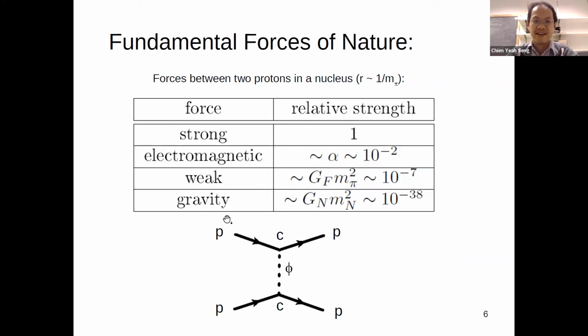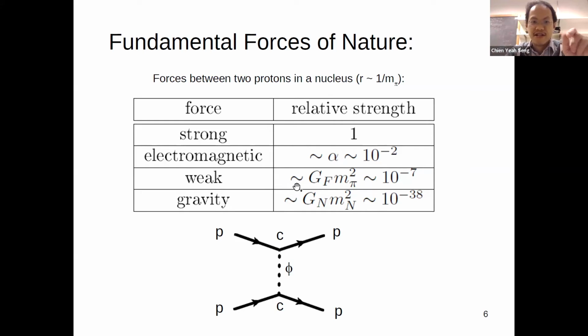So this is by computing the force between two protons confined in the nucleus, whose radius is of the scale 1 over m pi. So the strength of the force is governed by two factors, basically. First is of course the coupling constant, and the second is the force transmitter.